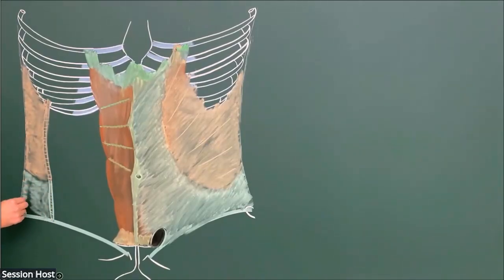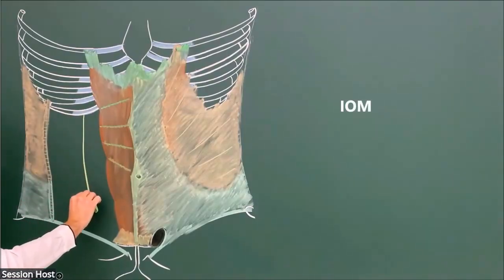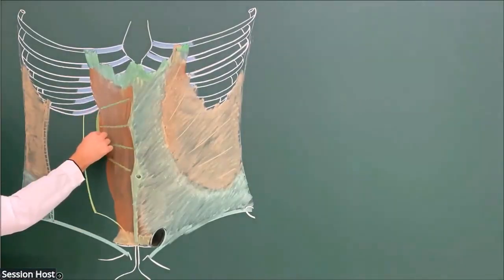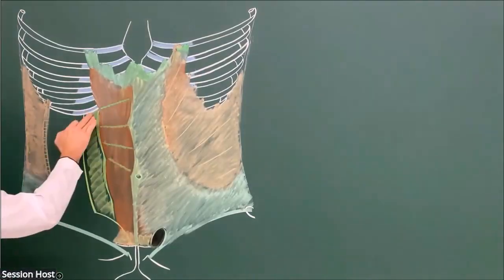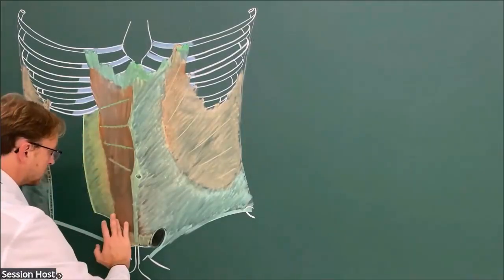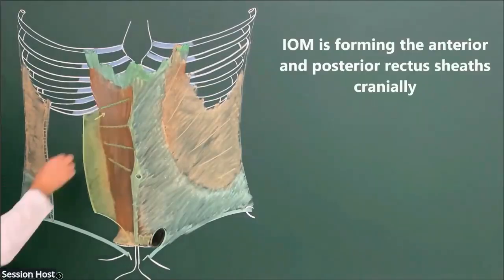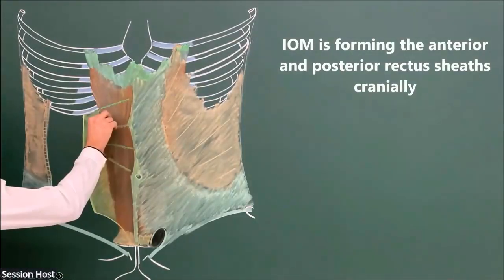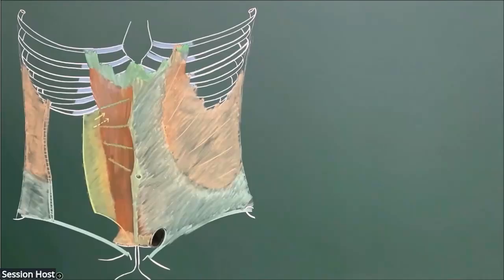And we can see behind the internal oblique muscle. It is the transition line between the muscular part and the aponeurotic part. And we can see here the aponeurotic part. This muscle has an anterior and a posterior lamina forming the anterior and the posterior rectus sheath cranially, but it will form only the anterior rectus sheath caudally.